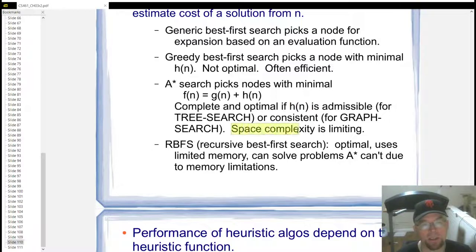Space complexity is limited, so the amount of space you're going to need is going to be less. It's geared towards preserving space because you're generating fewer nodes. You're not doing a brute-force type of search where you generate all the child nodes, like breadth-first search does, for example. You're pruning parts of the search tree. And recursive best-first search is just a version of A-star search that tries to minimize memory by using the call stack.